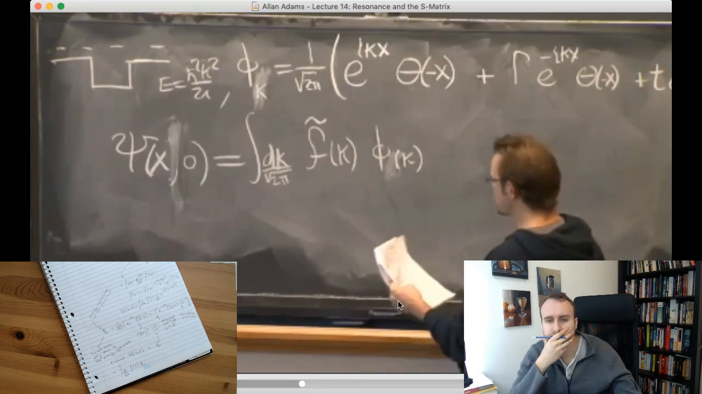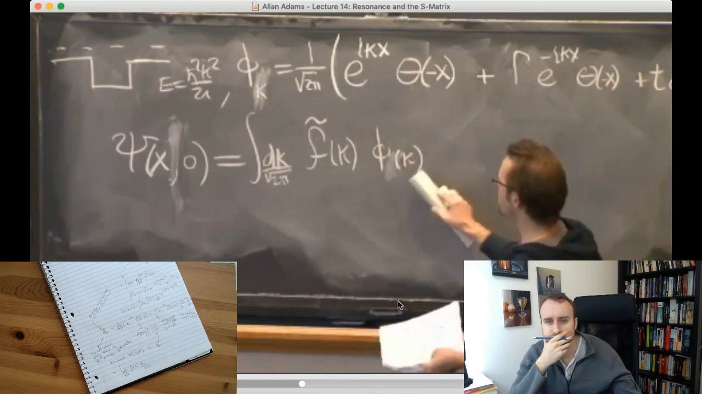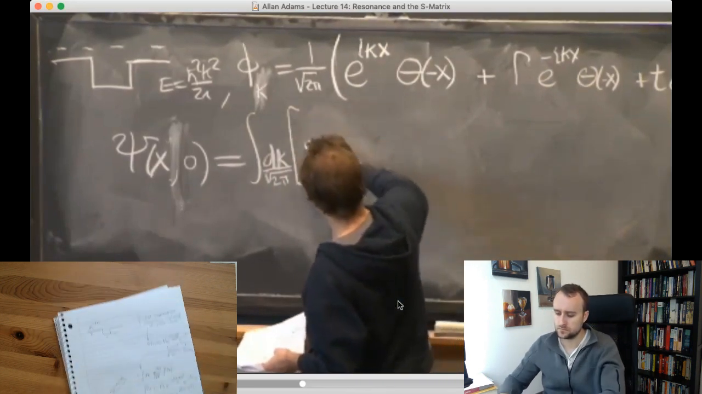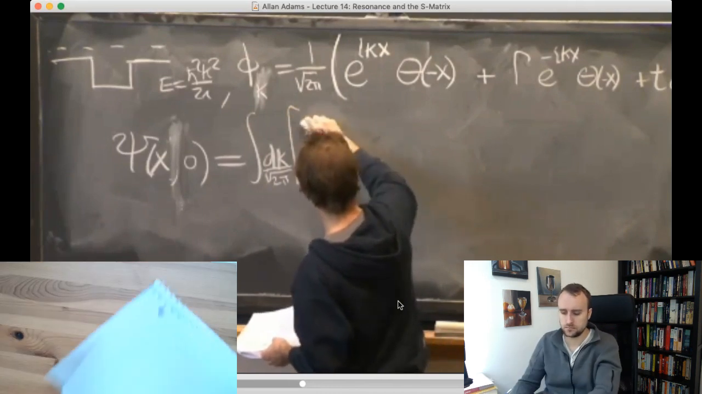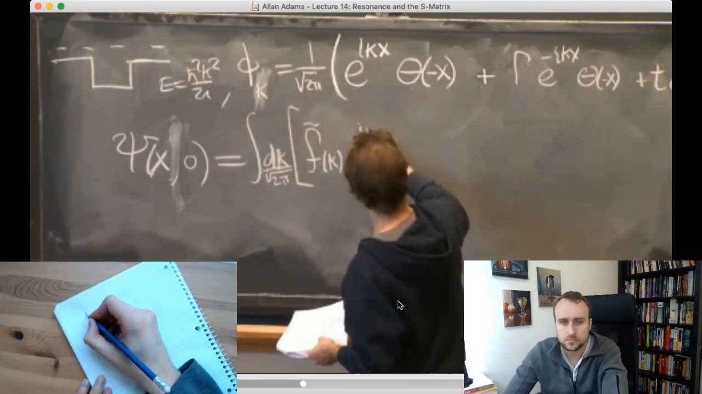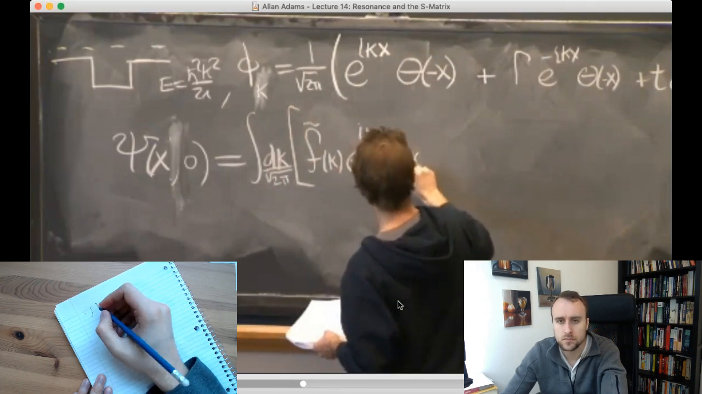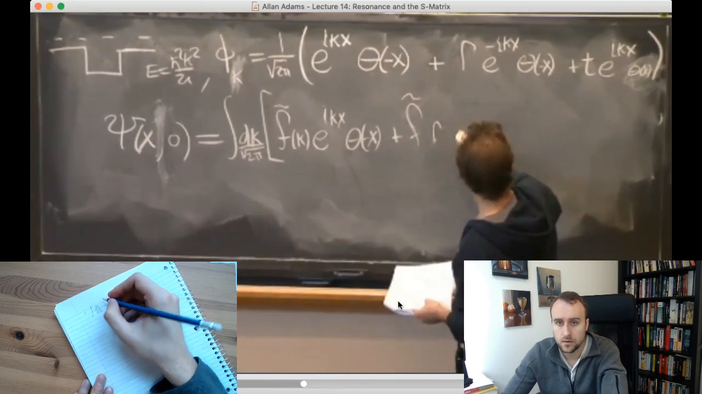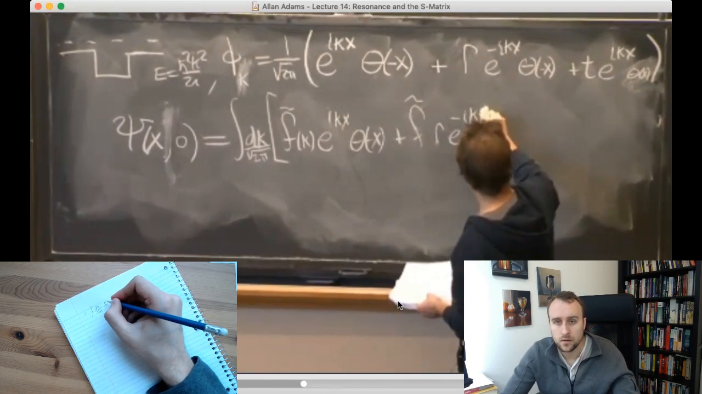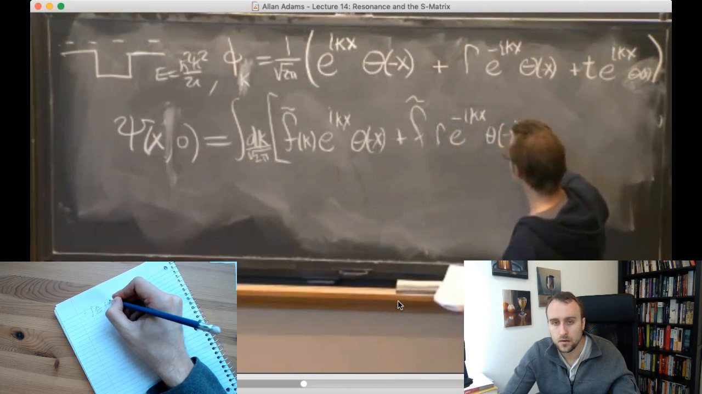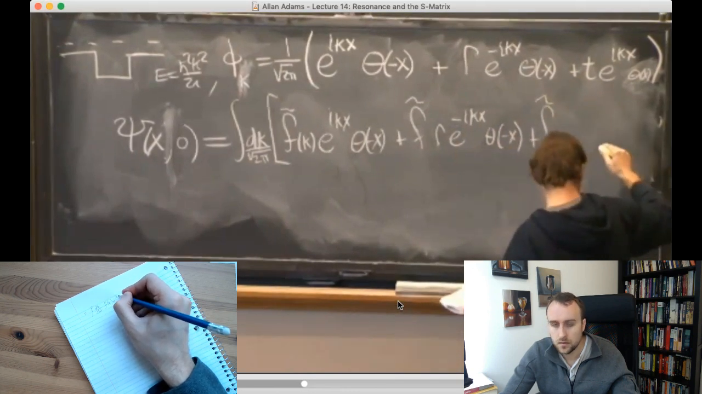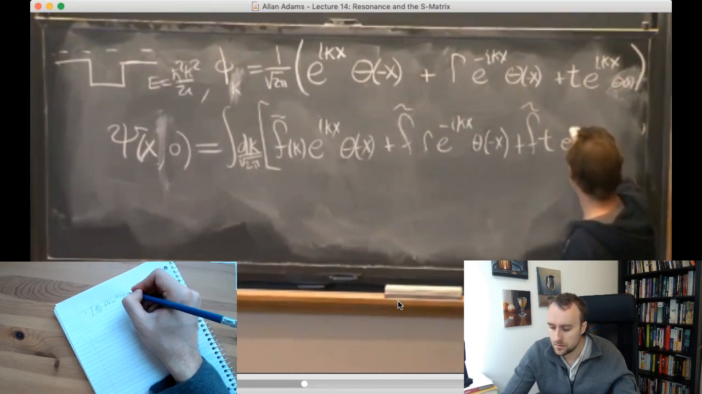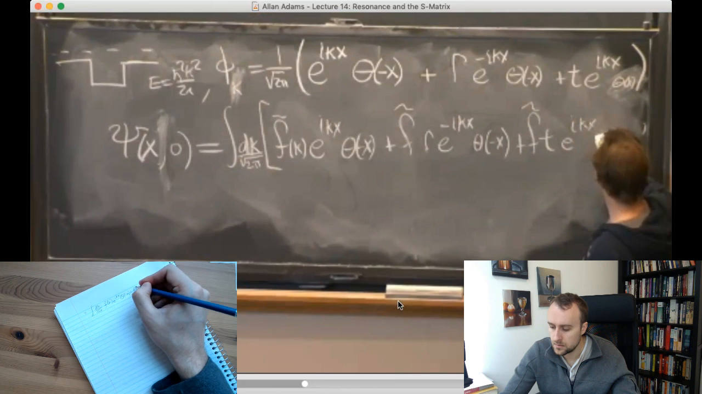Good. And let me actually take this product and write it out in terms of the three terms. So those three terms are going to be f tilde of k e to the ikx theta of minus x, plus f tilde r e to the minus ikx theta of minus x, plus f tilde t e to the ikx theta of x.